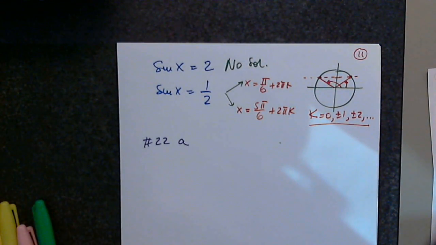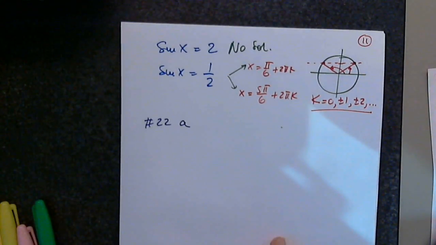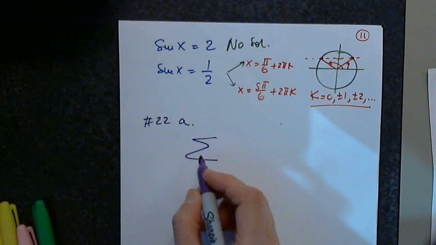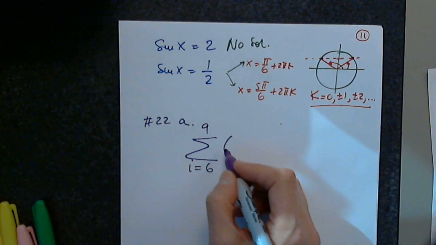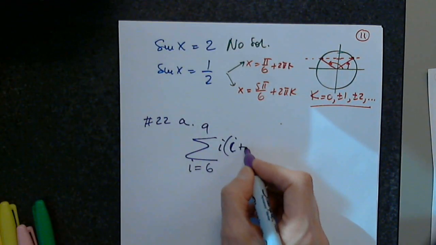22A. In 22A, we are only asked to punch it in the graphing calculator. You have 2 options. So a sum from I equals 6 to 9 from I and I plus 3.